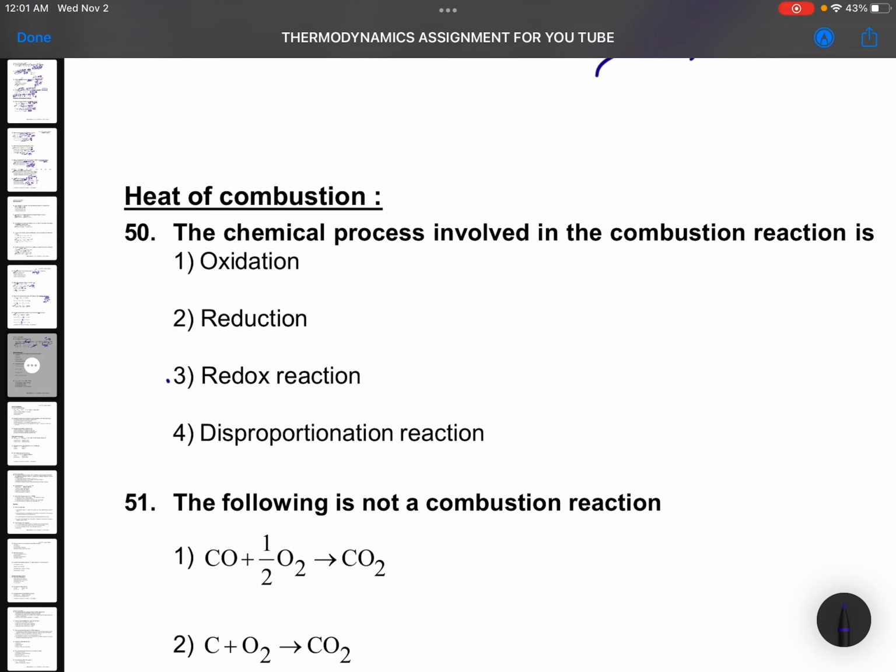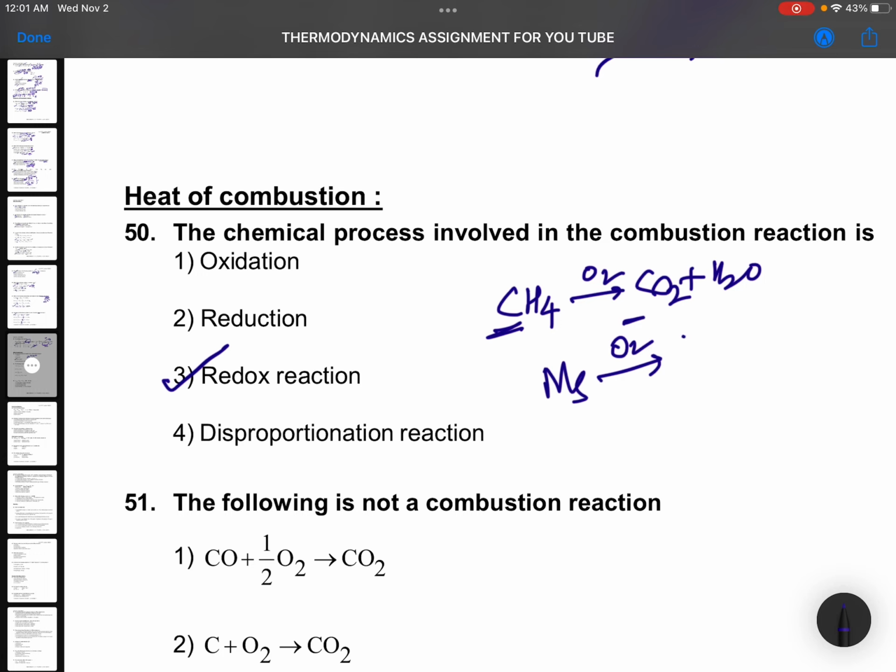Coming to the last question of this session, the chemical process involved in the combustion reaction. A combustion reaction is always a redox reaction. For example, CH4 combustion reaction gives CO2 plus H2O. Carbon here, how it changes. Or magnesium you take, combustion reaction, MgO: magnesium zero oxidation state, here it is plus 2, oxygen zero oxidation state, here it is minus 2. So both changes will be there, so it is a redox reaction.